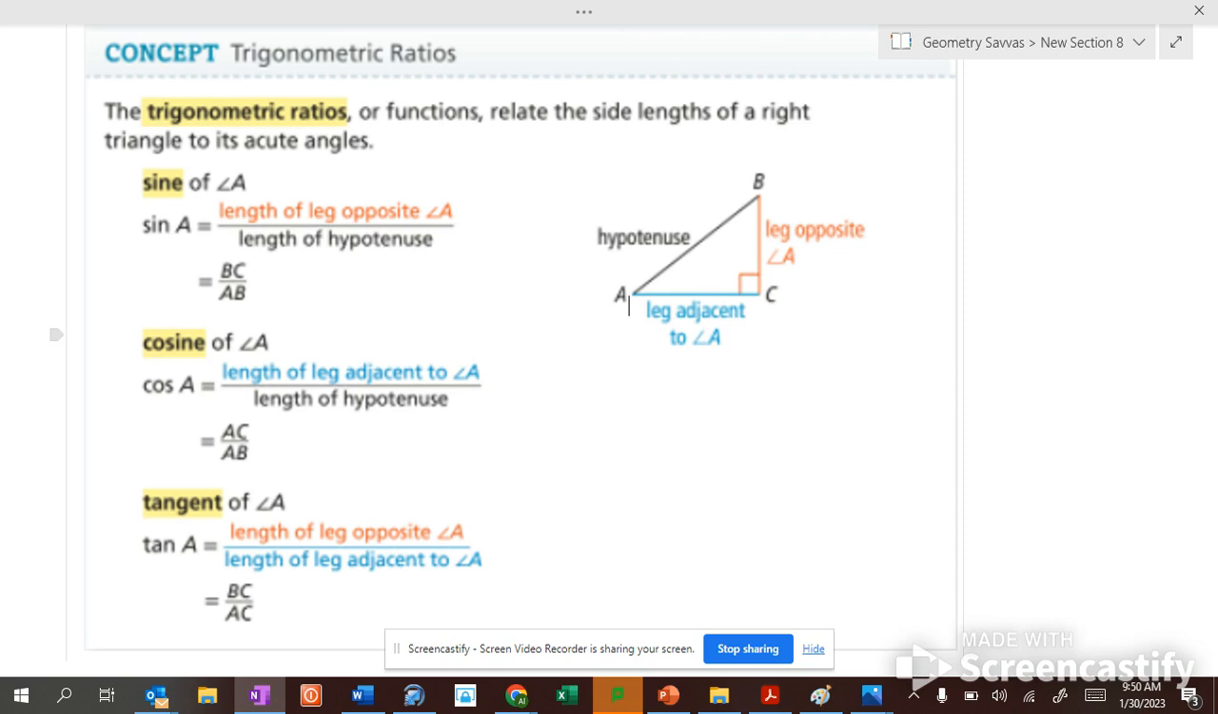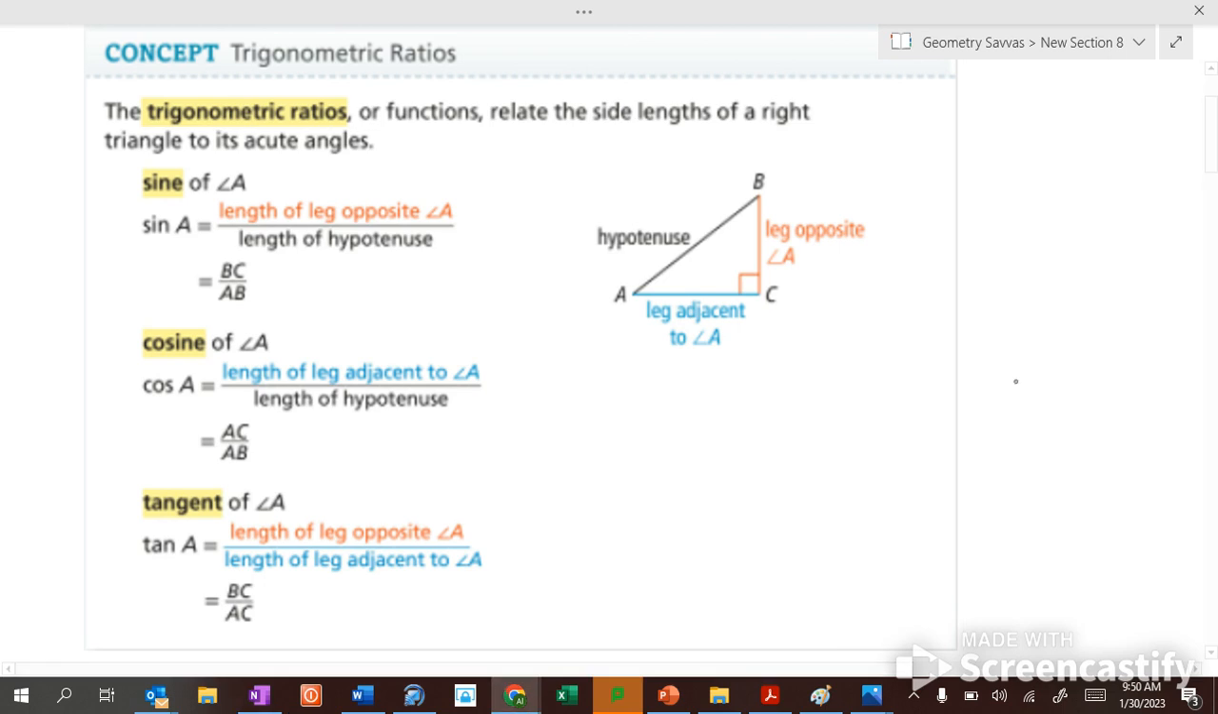The cosine of an angle is the length of the adjacent side in a ratio with the hypotenuse. So sine is the opposite side to the hypotenuse as a fraction. Cosine is the adjacent side to the angle over the hypotenuse. And the tangent is the opposite side over the adjacent side.